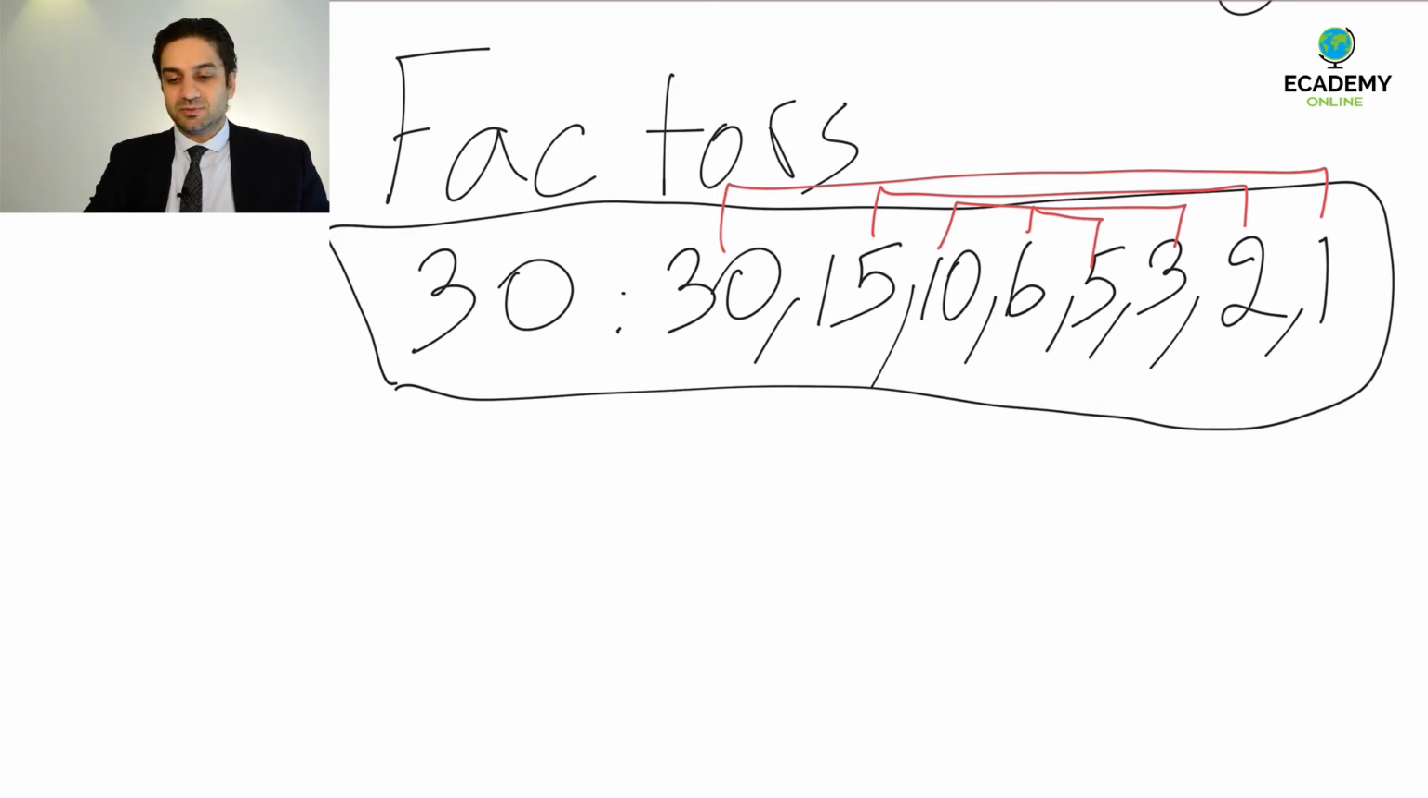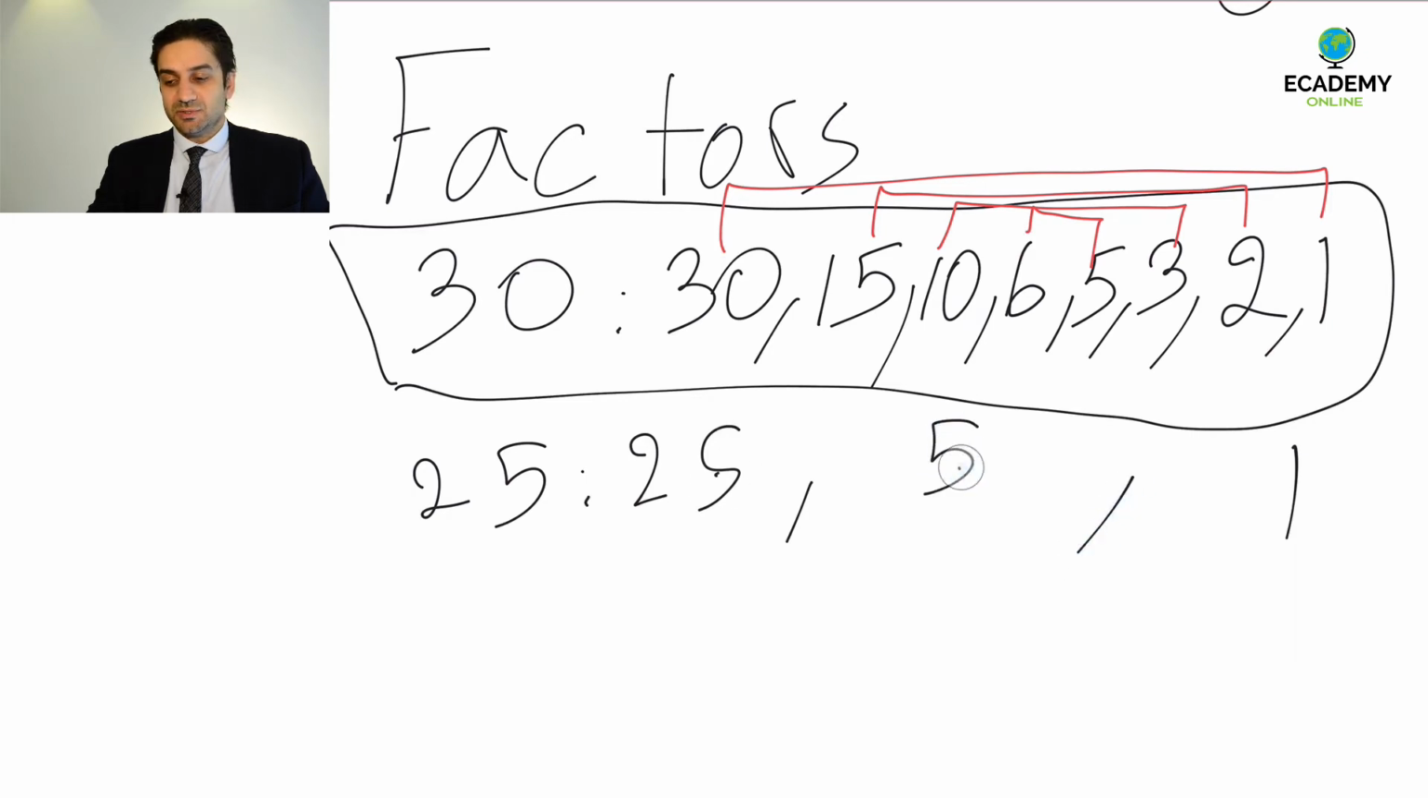For example, 25 is a perfect square, as we know it's 5 squared. 25, it's 25 times 1, and 5 times 5, basically. As you notice, 1, 2, 3, odd number of factors. Here in 30, it's 1, 2, 3, 4, 5, 6, 7, 8, even number of factors.